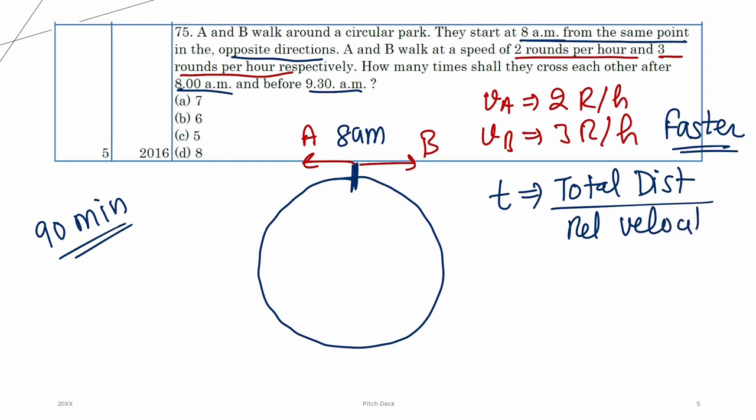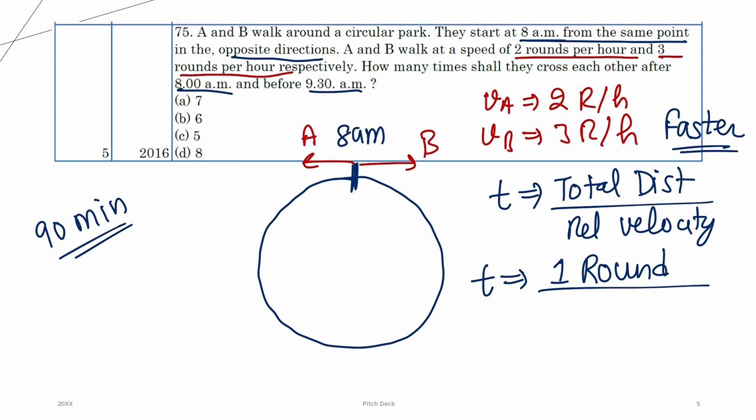You can see the last video, this is what we have done. So time taken when they are going to meet for the first time: the total distance of the track is total 1 round. Why? Because here we are talking in terms of rounds, right? So that is why the total distance, or the circumference of the track, is 1 round.